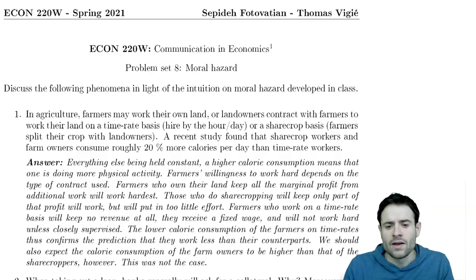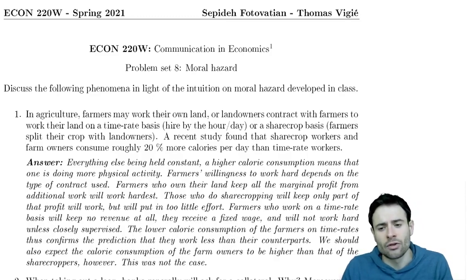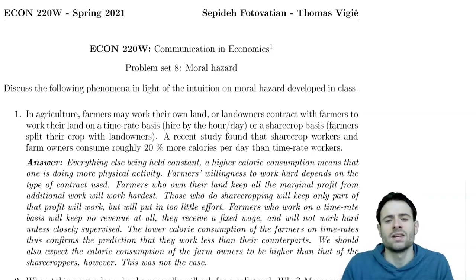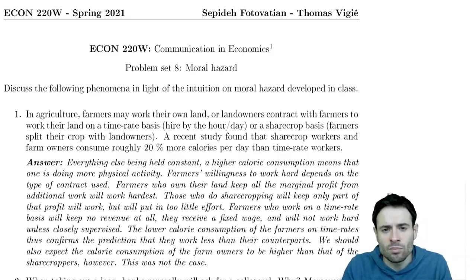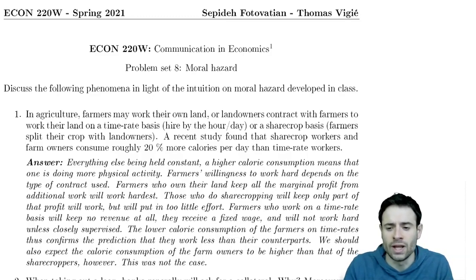But the main distinction here between the three different types of contracts is that two of them, landowners and sharecrops, consist in exposing the agent to risk. His revenue is directly correlated to the amount of effort he's going to provide. In the third type of contract, time rate workers, the amount of effort they provide is not going to affect their wage as long as they show up and work a certain amount of hours a day.